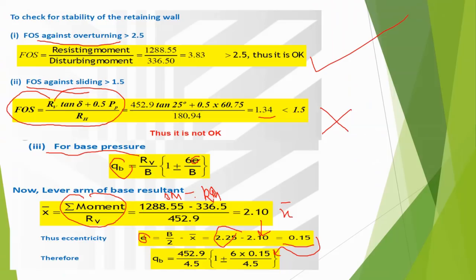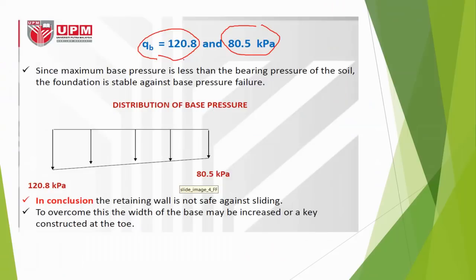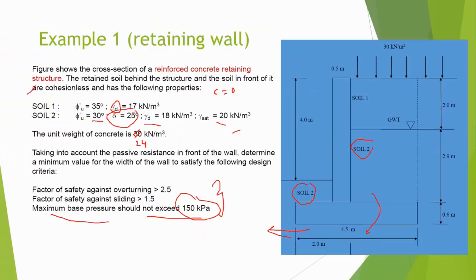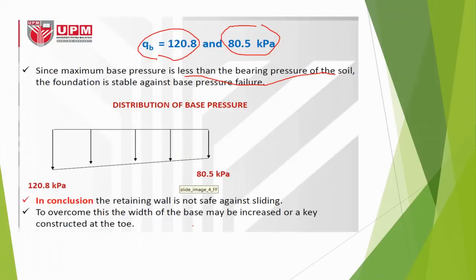That means the maximum base pressure is less than the bearing pressure of the soil. So if it is less than what is stated in the question, it means the foundation is stable against base pressure failure. Understand? So if we get the maximum value of 120, but the question says it must not exceed 150, if it does not exceed, it means it is stable. The bearing pressure is stable. Okay? It is not failure. So this is the distribution based failure.